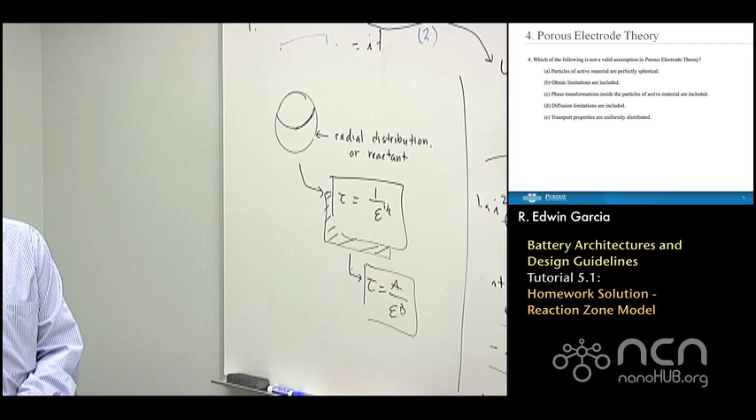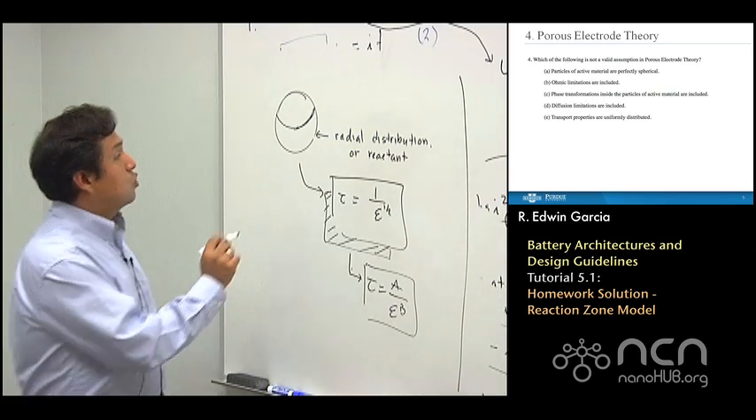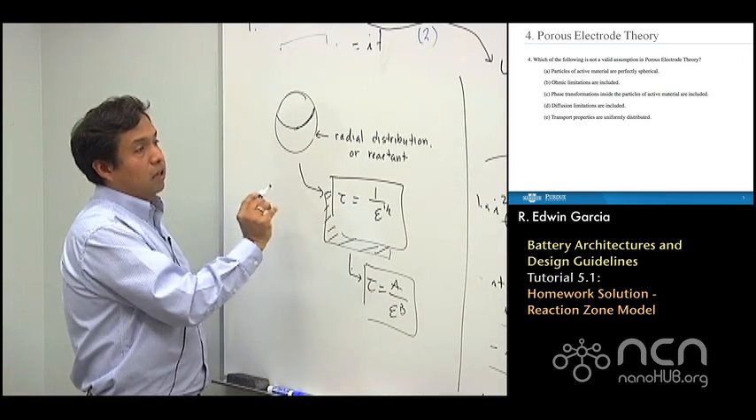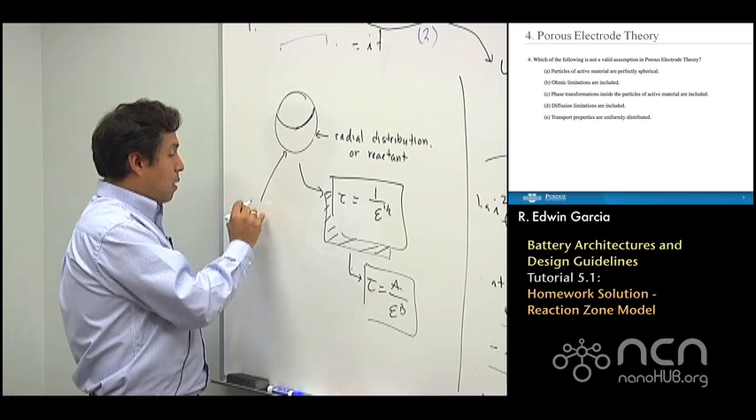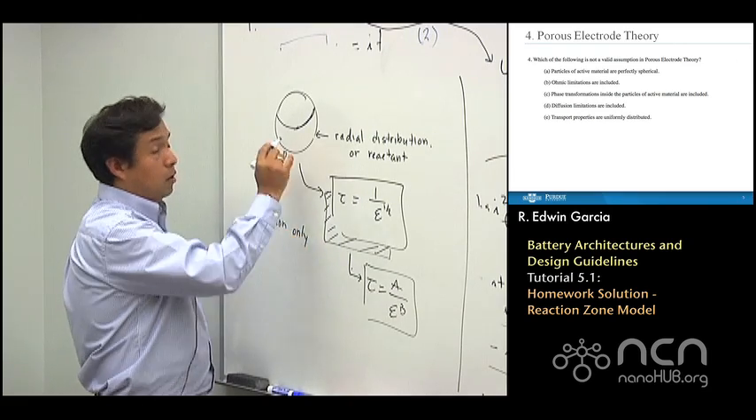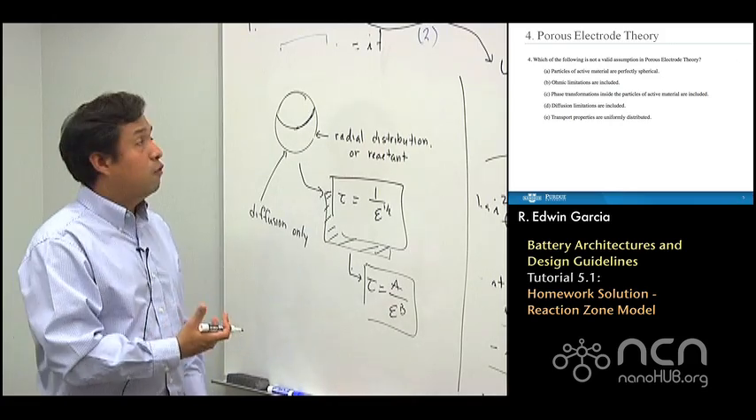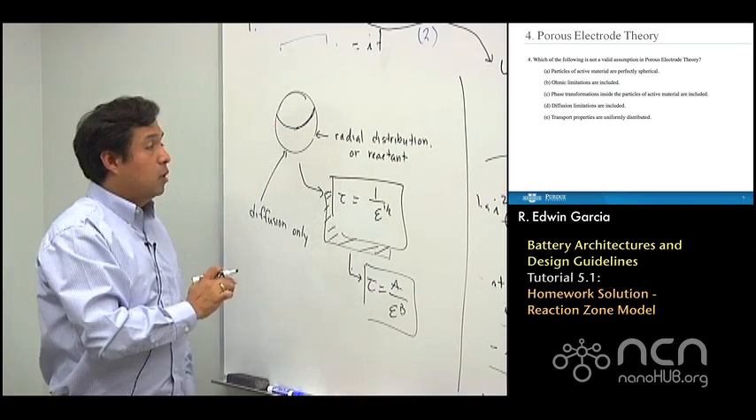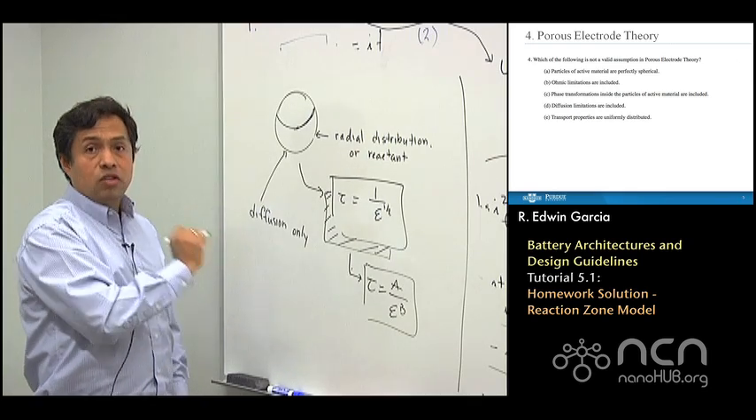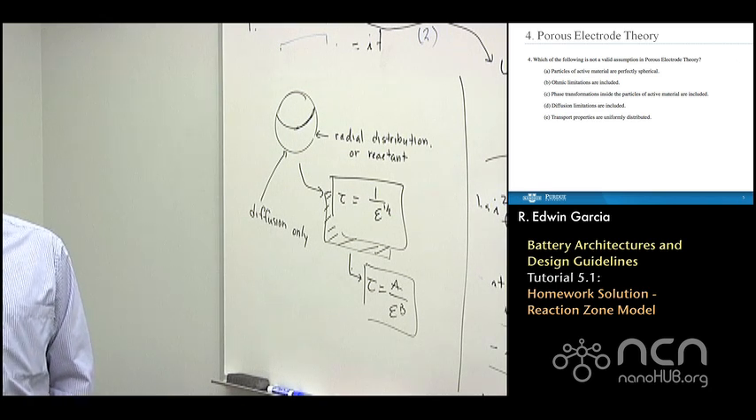Answer C, phase transformations inside the particles of active material are included. That is something that the classic porous electrode theory doesn't have. We assume that the radial distribution of that reactant is driven by diffusion only. Okay, so in a real battery, you could have two or more phases competing with each other for lithium. Because the classic model does not include that, that is an assumption that is not included. So therefore, phase transformations are not included in this description.